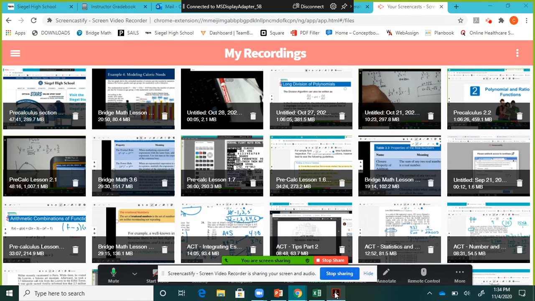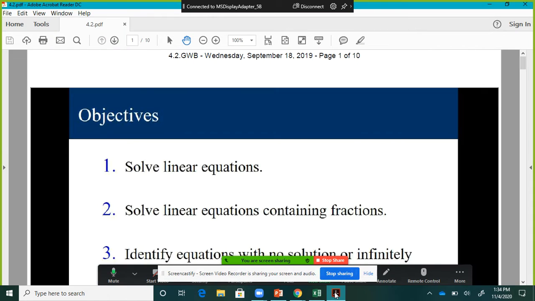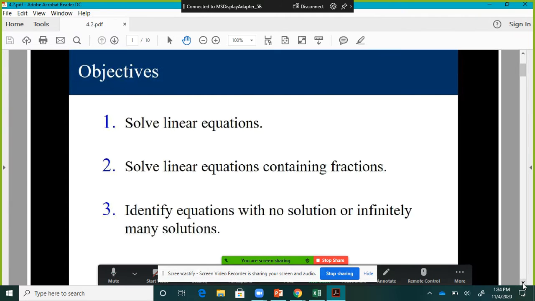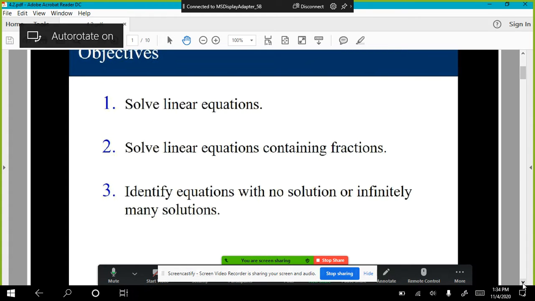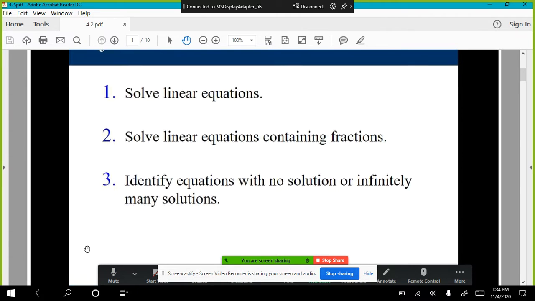All right, so 4.2, we are solving linear equations, which most of y'all do pretty well at, so this should be pretty easy. We'll solve linear equations, solve linear equations containing fractions, which become very easy with these calculators because it does all the fraction stuff for you. Identify equations with no solution or infinitely many solutions.